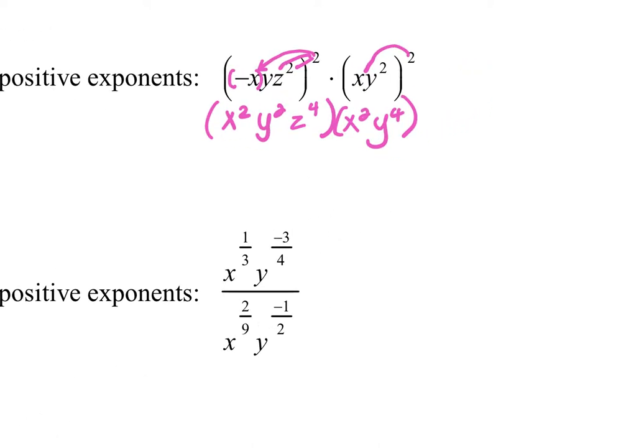And now we multiply. So x squared times x squared, we're going to add those exponents, and I'd get x to the fourth. Y squared, y to the fourth, I'd get y to the sixth. And then z is by itself, so it's z to the fourth.